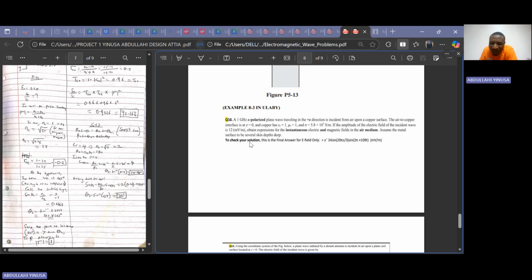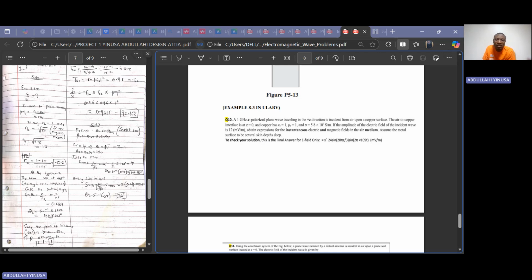We are also to obtain the instantaneous electric and magnetic field. For the instantaneous electric field, you already know our electric field in air, that is in free space. Another condition: I assume the metal to be several skin depths deep. It means it's short circuited, so our R will be equal to -1. In this case, the reflection coefficient is going to be -1. Now we can get our E.